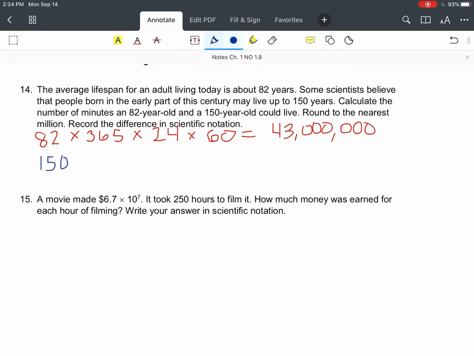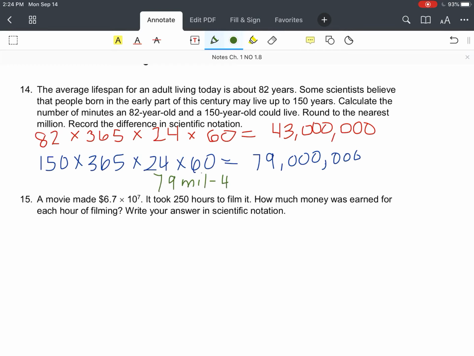You're going to do this exact same math with 150. So 150 times, again, 365 days, 24 hours in each day, 60 minutes in every hour. You're going to get approximately 79 million. Well, if we wanted to see the difference, they wanted us to record the difference in scientific notation. So subtracting 79 million minus 43 million, that's going to give you 36 million.